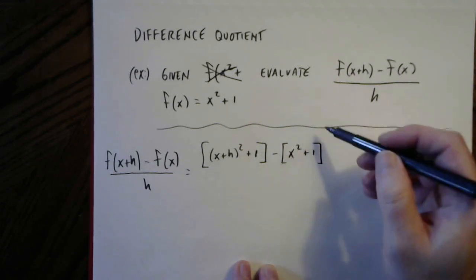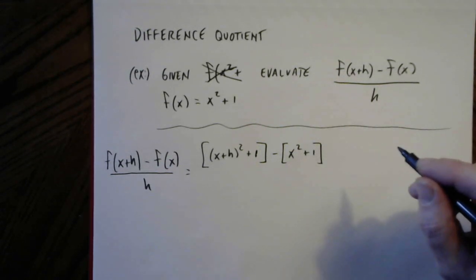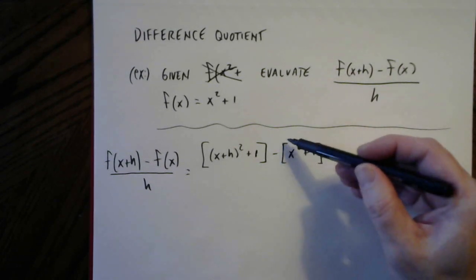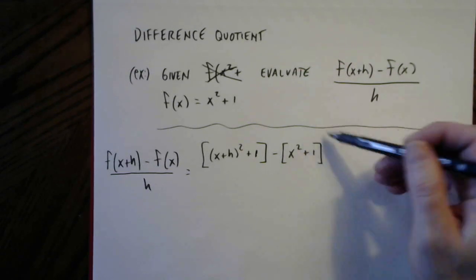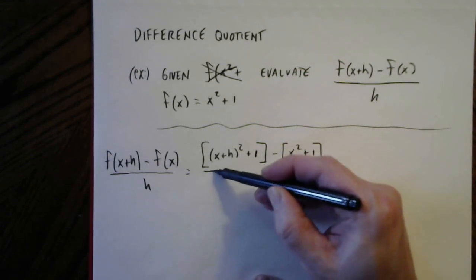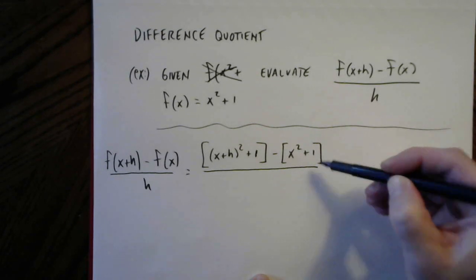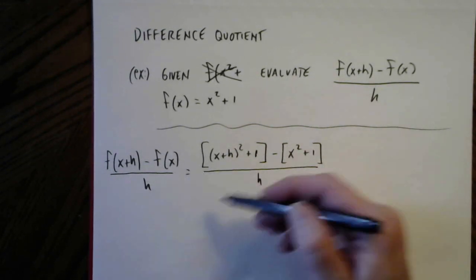The reason I like a lot of parentheses is subtraction leads to a lot of error because people don't distribute the negative. If there's no parentheses here and this is written this way, this is incorrect because this negative will distribute over these two terms. What's on the bottom? h. What's h? I don't know. We'll get to that later. Okay, so I filled this thing out.